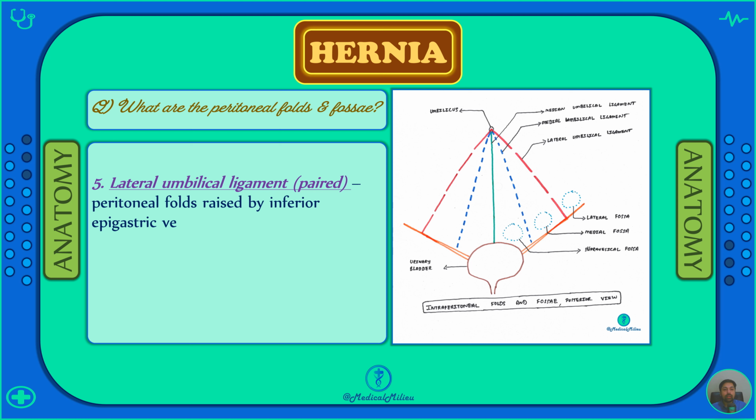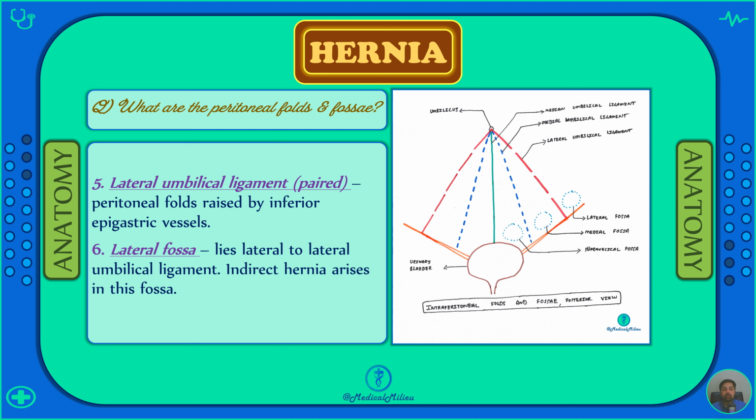Number 5 are the lateral umbilical ligaments, which are paired and are peritoneal folds raised by the inferior epigastric vessels. And number 6 is the lateral fossa, which lies lateral to the lateral umbilical ligament. Indirect hernia arises in this fossa.